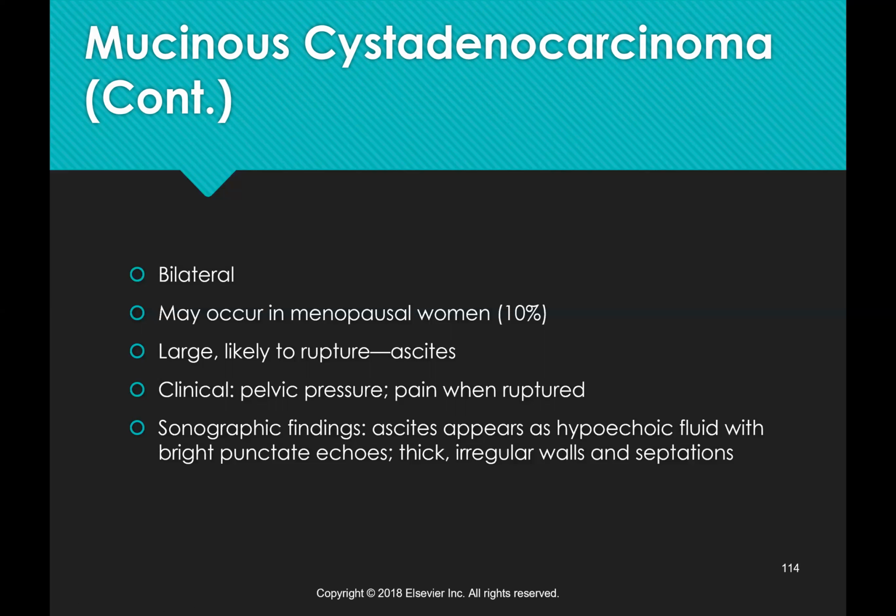So the mucinous cystadenocarcinoma can be bilateral. They may occur in menopausal women, 10%, large, likely to rupture with ascites and pelvic pressure, pain. Sono findings, you're going to have ascites with hypoechoic fluid, that's the pseudomyxoma, and you're going to have thick, irregular walls and septations.